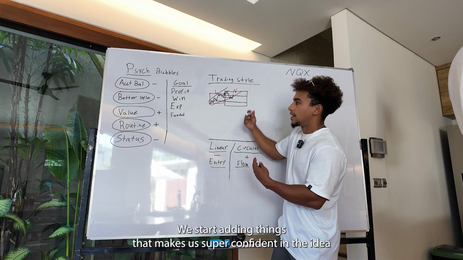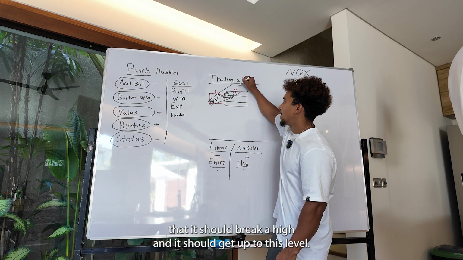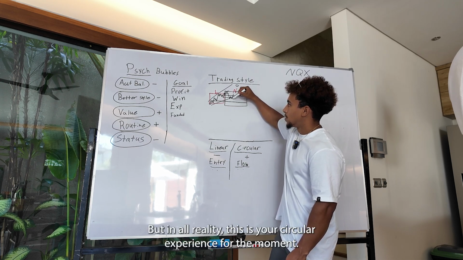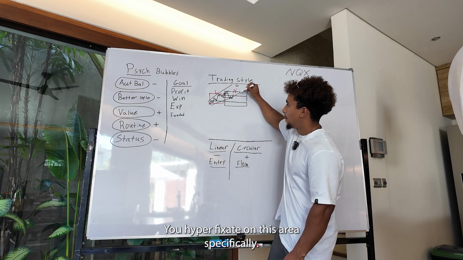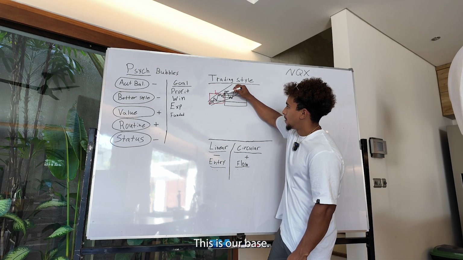We start adding things that makes us super confident in the idea that it should break a high and it should get up to this level. But in all reality, this is your circular experience for the moment. You hyperfixate on this area specifically. So it's here. This is our base.